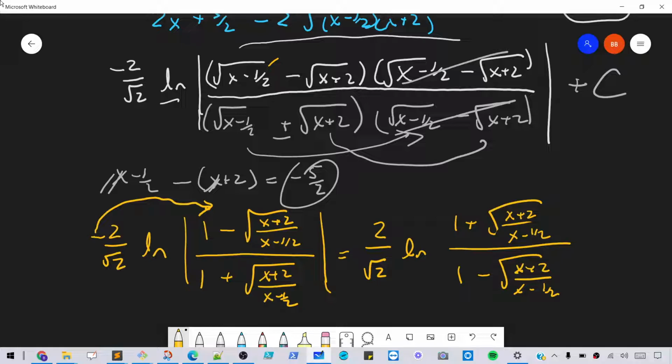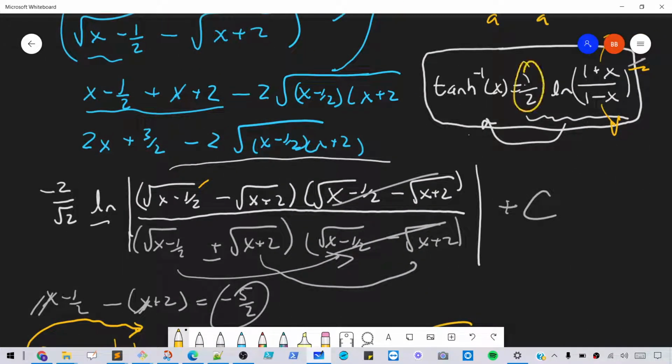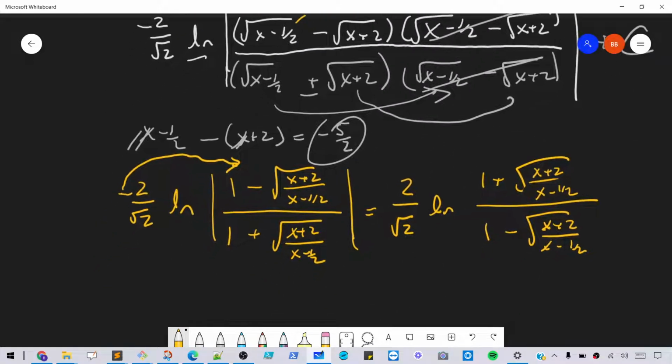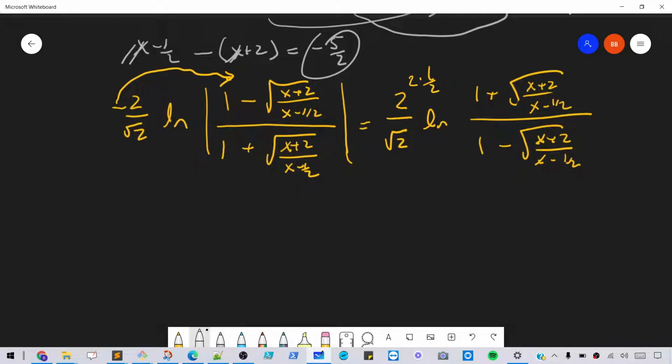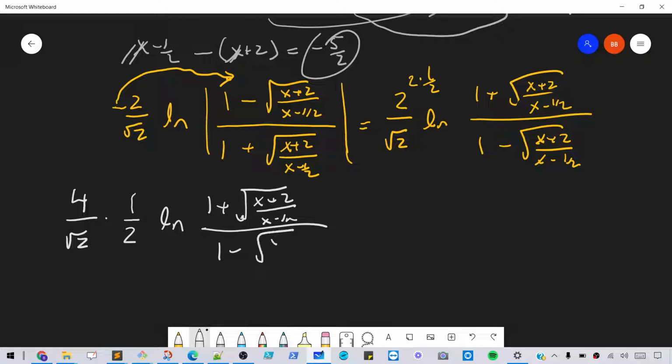Okay. So then we're getting really close. What we need though, we're missing this half. So again, a little trick, we're just going to multiply. What we'll do is in here, we'll multiply by 2 and divide by 2. So I'll just write that out. What that's going to look like is 4 over square root of 2 times a half ln 1 plus square root of x plus 2, x minus a half, over 1 minus square root of x plus 2, x minus a half.